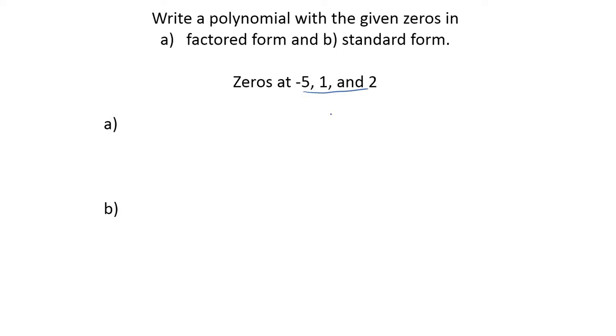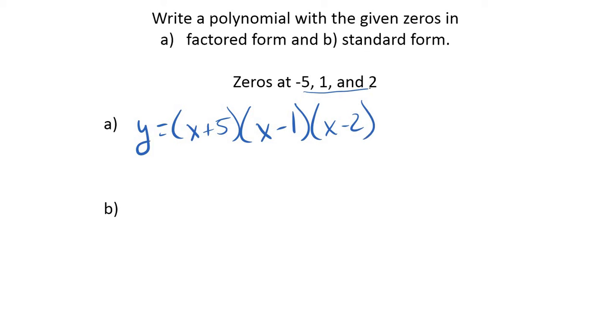Okay, so they give us 3 zeros. They want it in factored form as well as standard form. Factored as well as standard. So if these are the zeros, it's just working backwards. So y equals, well, if negative 5 is a zero, x plus 5 would be a factor, wouldn't it? Because if I put negative 5 right here, this would equal 0. 1, so that would be x minus 1, and x minus 2. So again, it's just working backwards. We just did, hey, if this is a polynomial, what are the zeros? Now given the zeros, what is the polynomial?